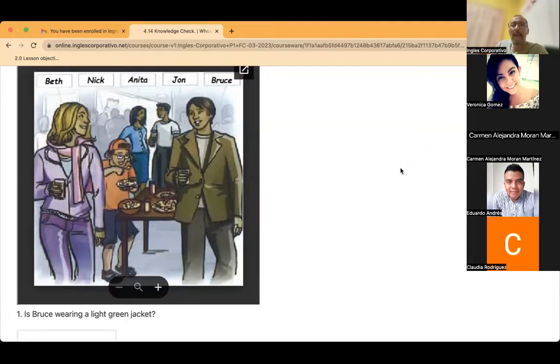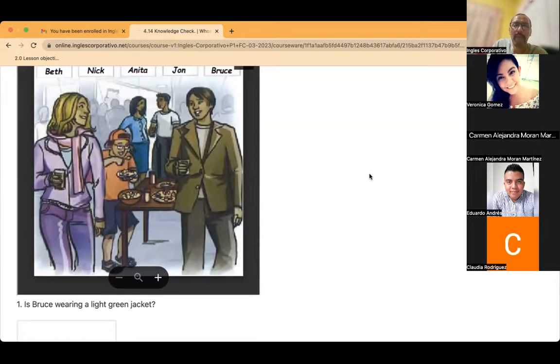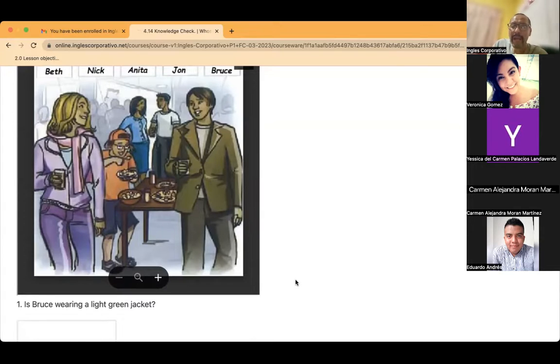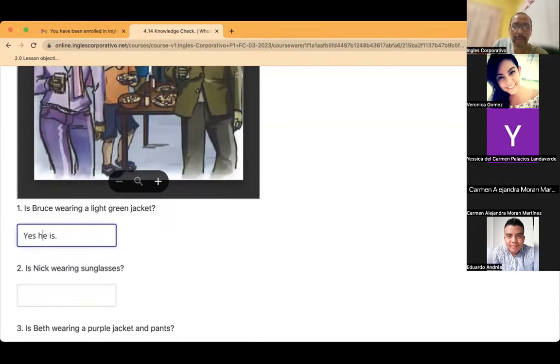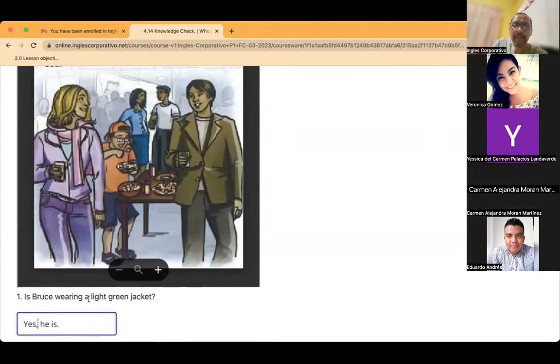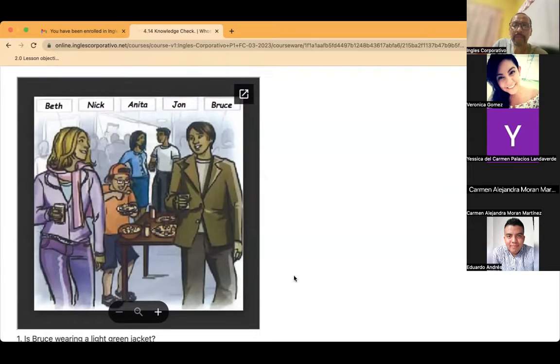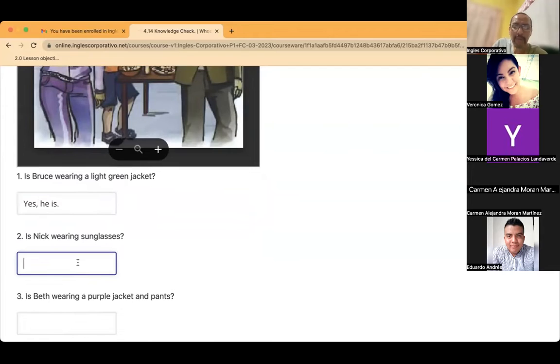Ok. Vamos a ver si nos salió todo bien. Number one. Is Bruce wearing a light green jacket? Yes, he is. Ok. Good. Put the comma. Good. Is Nick wearing sunglasses? No, he isn't. Okay.